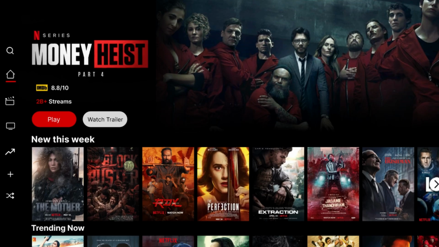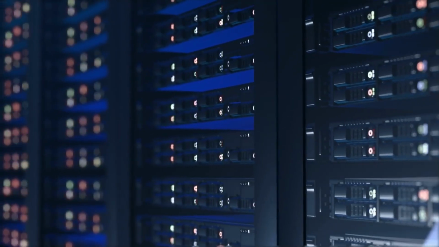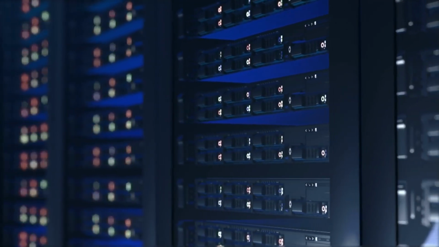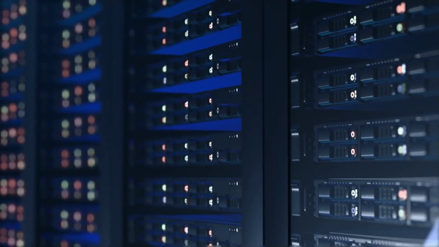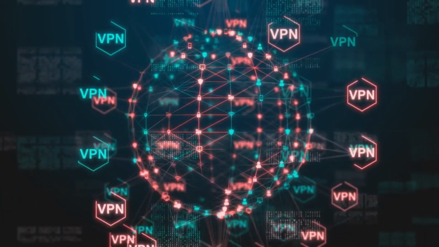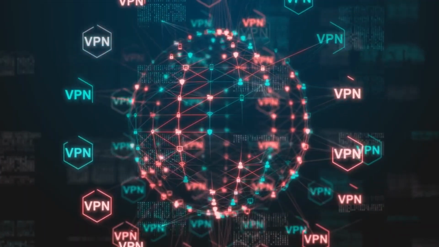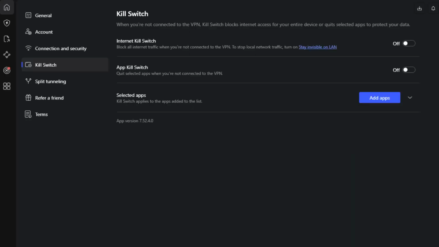For the best streaming experience, keep NordVPN connected the entire time you're watching. NordVPN uses high-speed servers, so you'll get smooth playback in HD or even 4K without buffering, as long as your internet connection is stable. NordVPN also protects your privacy while streaming. It hides your real IP address, encrypts your data, and includes features like a kill switch and threat protection, which help block trackers, ads, and unsafe websites.